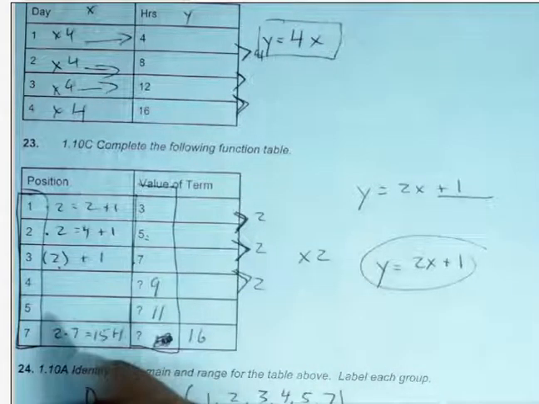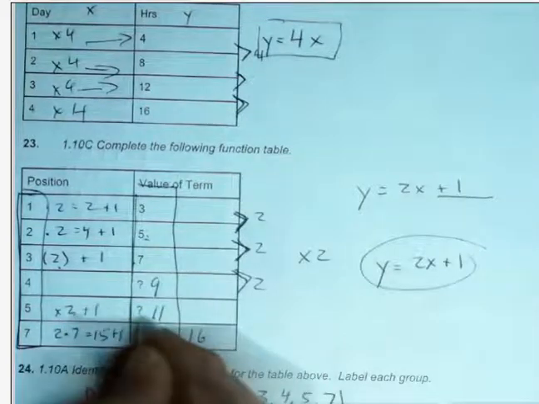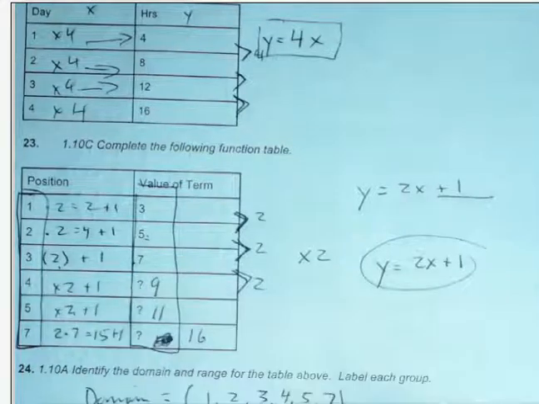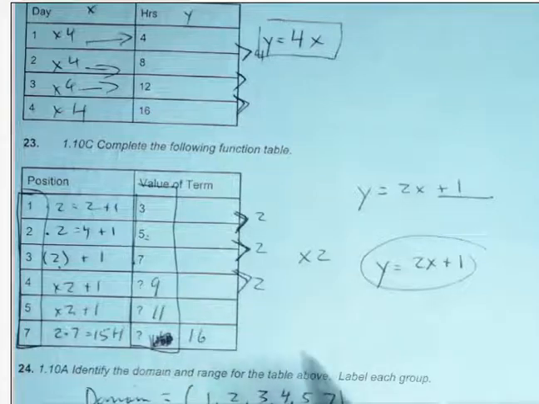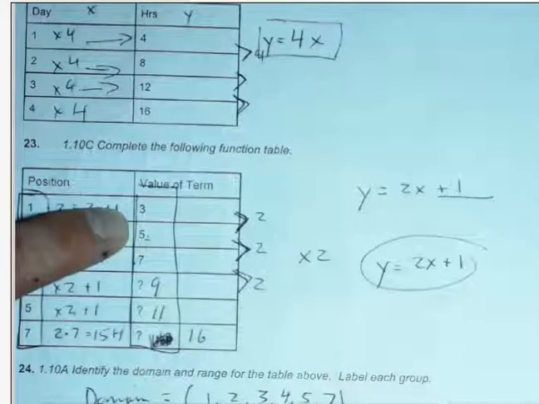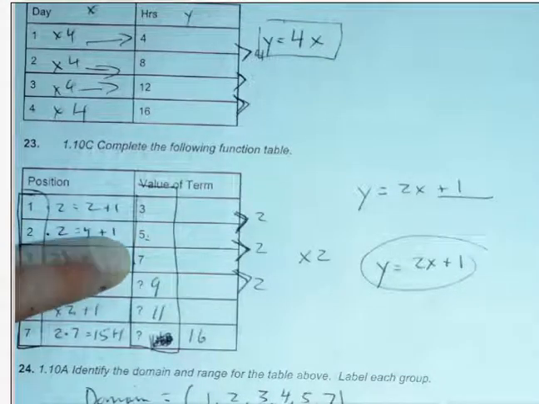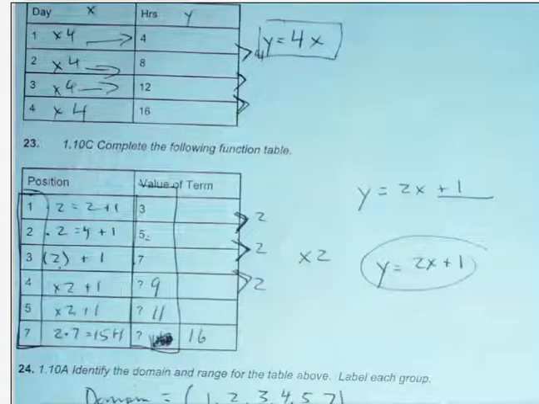So 5 times 2 plus 1, that's 11. 4 times 2 plus 1 is 9. Good. Just double checking. I almost had a wrong value there because it didn't go consistently. All right, so my range values are 3, 5, 7, 9, 11, and 15.